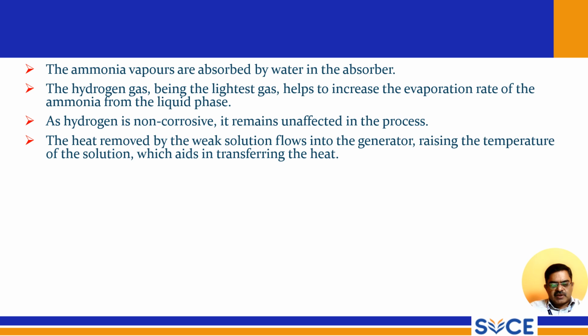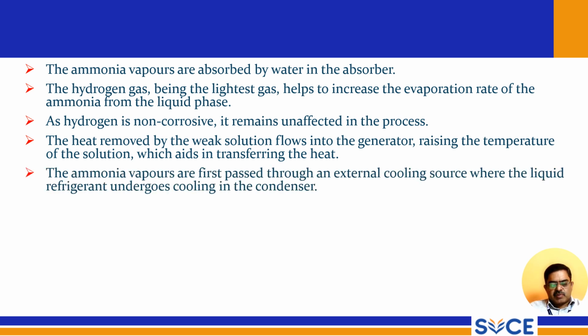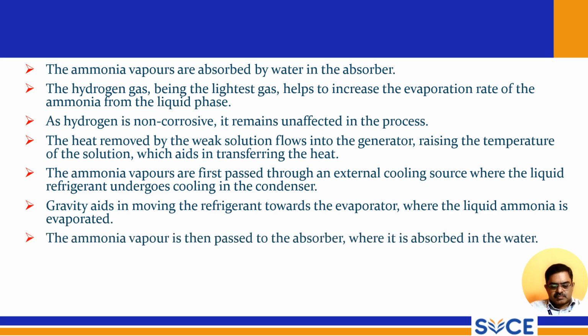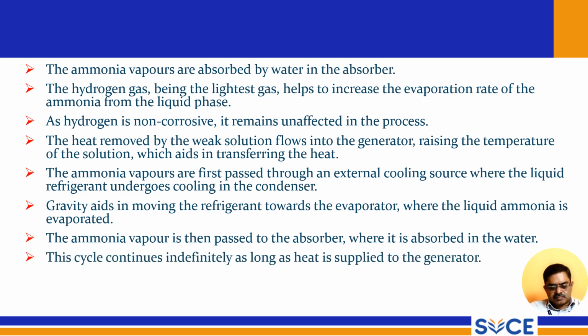The heat removed by the weak solution flows into the generator, raising the temperature of the solution, which aids in transferring the heat. The ammonia vapors are first passed through the external cooling source, where the liquid refrigerant undergoes cooling in the condenser. So gravity aids in moving the refrigerant towards the evaporator, where the liquid ammonia is evaporated. The ammonia vapor is then passed to the absorber, where it absorbs the vapor. This cycle continues indefinitely as long as heat is applied to the generator.